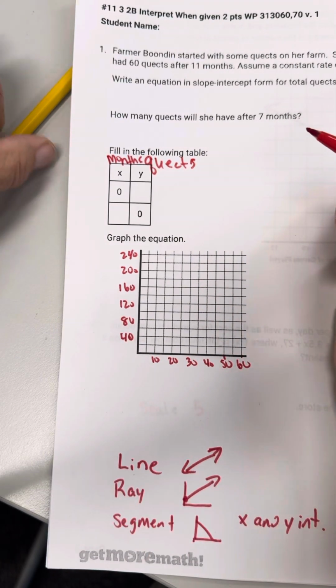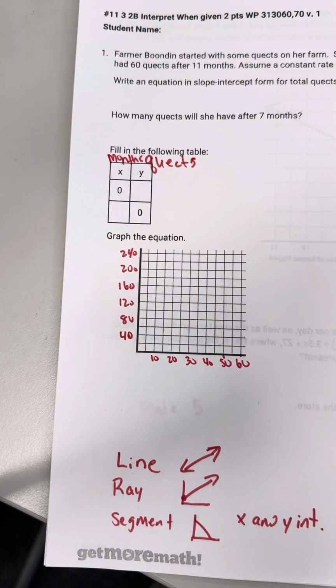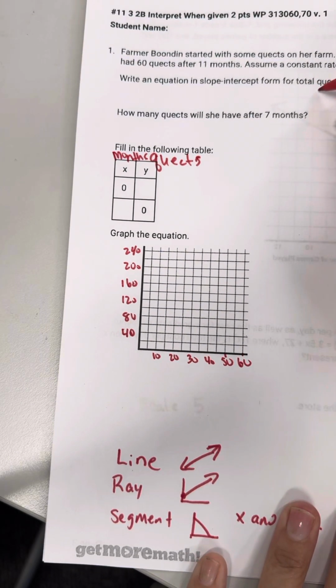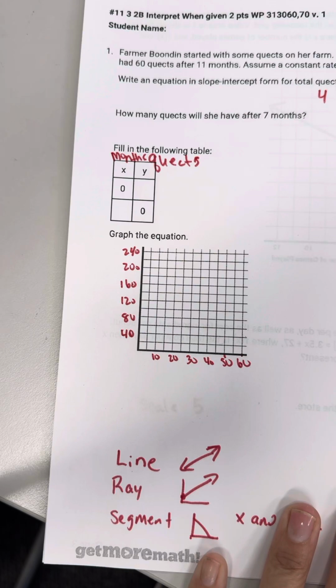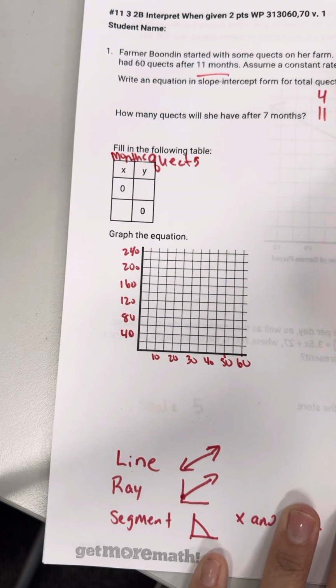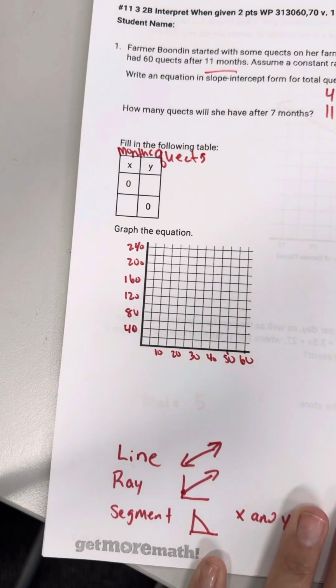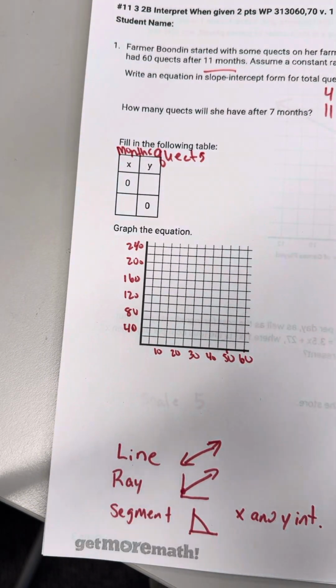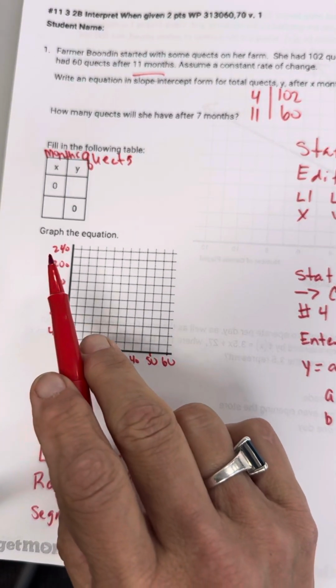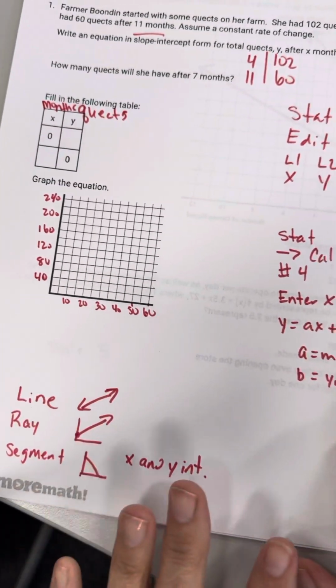Quecks. So at 4 months, she has 102. And then at 11 months, she had 60. So we're going down. So our slope should be negative, and that's why we have an x and y intercept. So we need to get the equation.